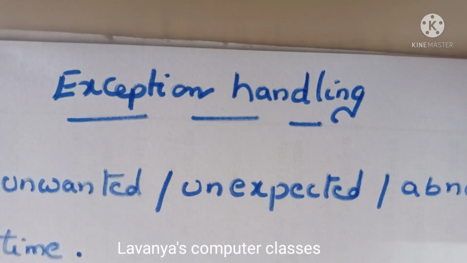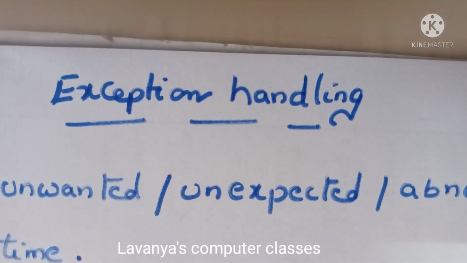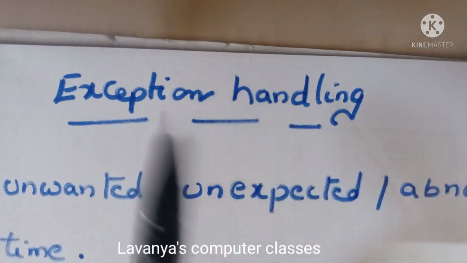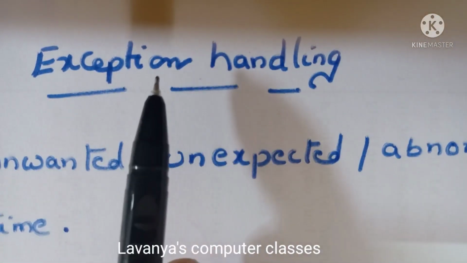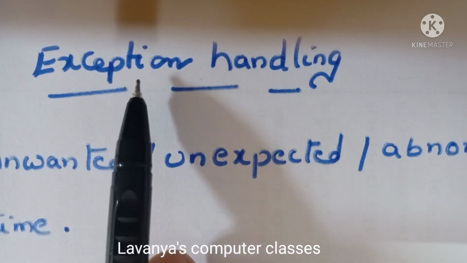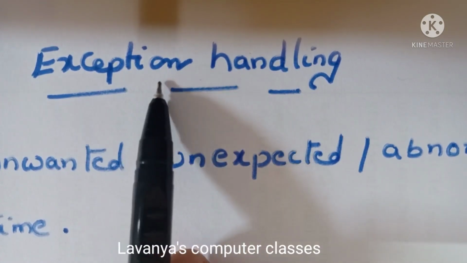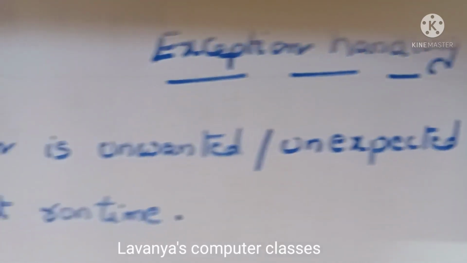Exception handling in Java. I already said what is an exception, what is an error, and the types of errors. In the previous video, I already posted types of errors. Please check it once. After that, now I explain what is exception handling. So what is an exception first?